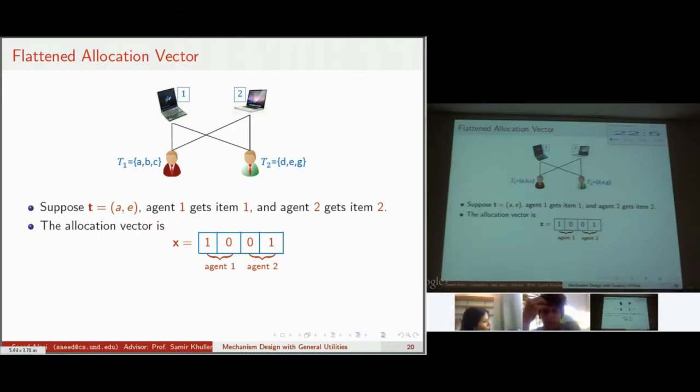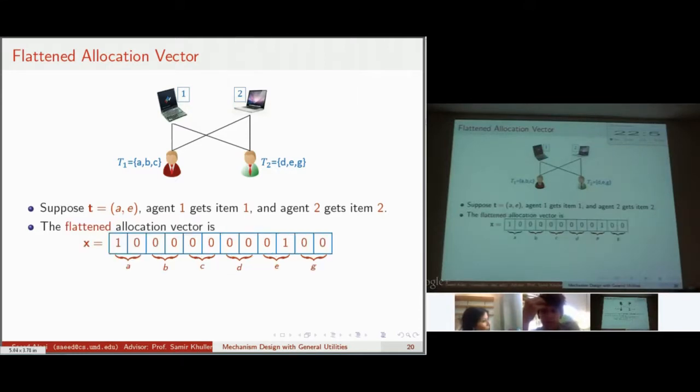But instead of representing the allocation vectors in this way, we will use a flattened version of the allocation vector, which has an entry for each type of each agent. When this type profile is reported, all of the types that are not in the type profile have allocation 0 because they haven't shown up. You can see that only agent types A and E have non-zero allocation. We also define the space of feasible flattened allocations under type profile t by capital X sub t.